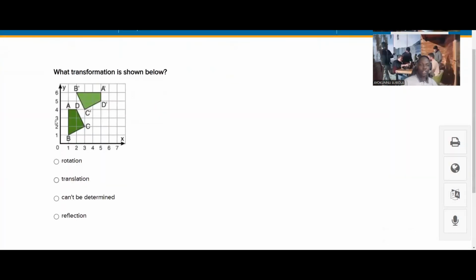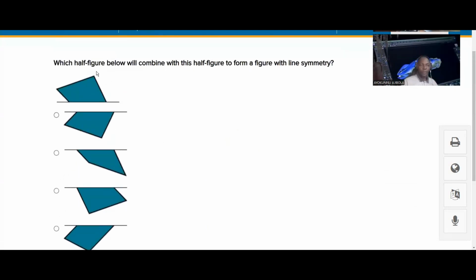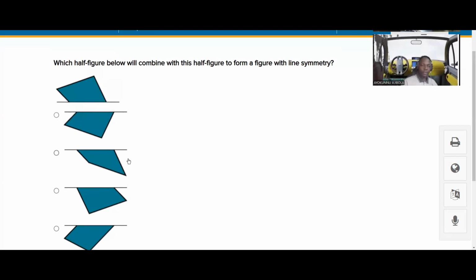What transformation is shown below? You can see that all of the vertices have been changed. Definitely, it is rotation. Okay. Then this one says, which half figure below will combine with this half figure to form a figure with line symmetry? So it's this first one. If you combine, it's the same size. So this first option should go in there.